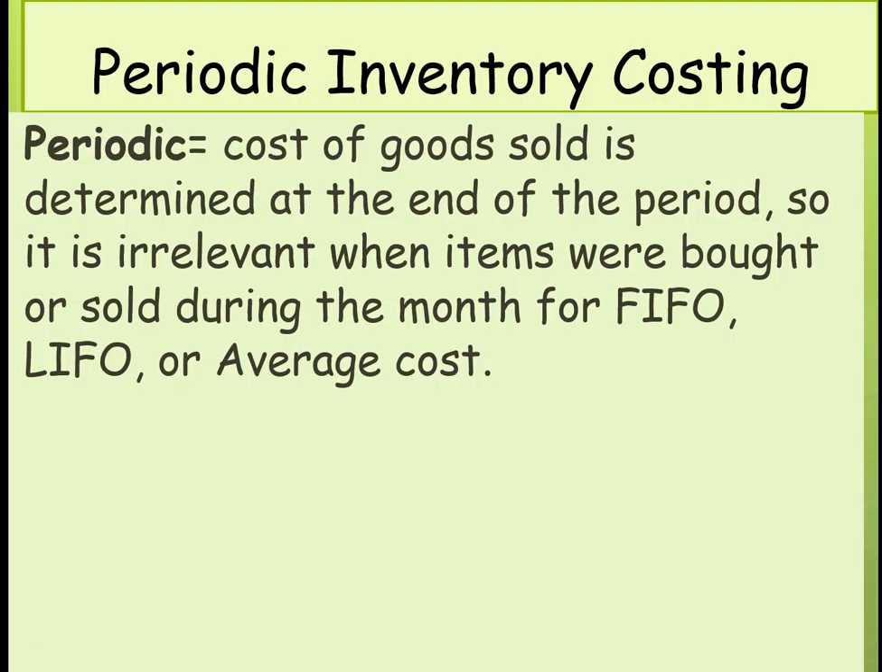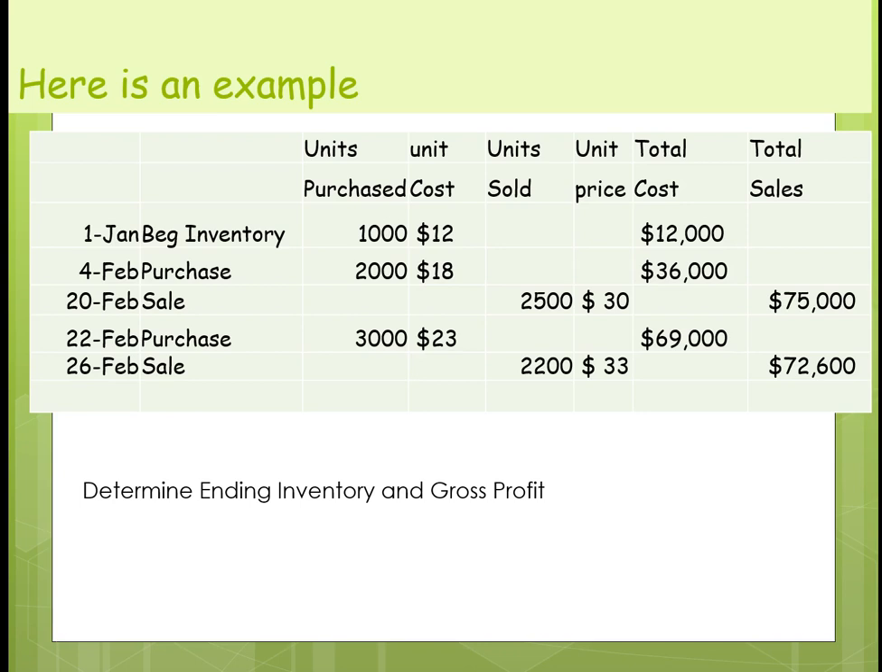Now, first we're going to look at periodic. Cost of goods sold is determined at the end of the period, so it is irrelevant when items were bought or sold during the month for FIFO, LIFO, or average cost. So let's determine our ending inventory.